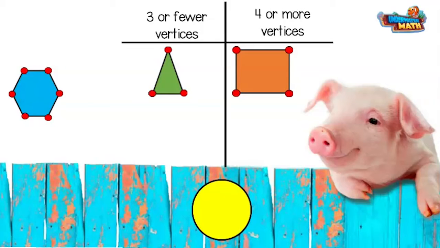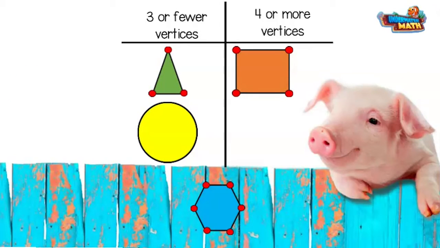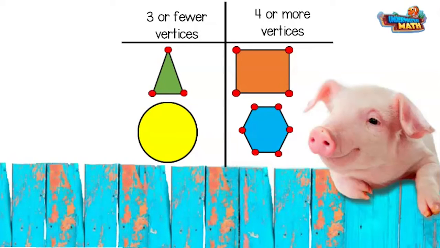What about this circle? A circle doesn't have any sides. Therefore, there are no vertices. It goes here. Last but not least, we have a hexagon. A hexagon has 6 vertices total. It will go with this section.